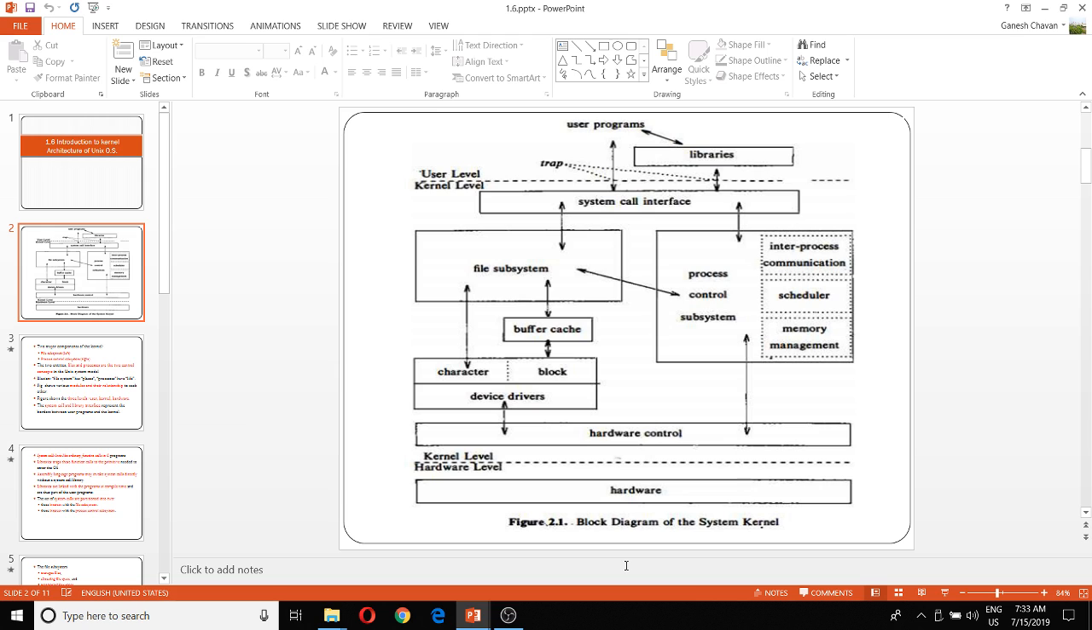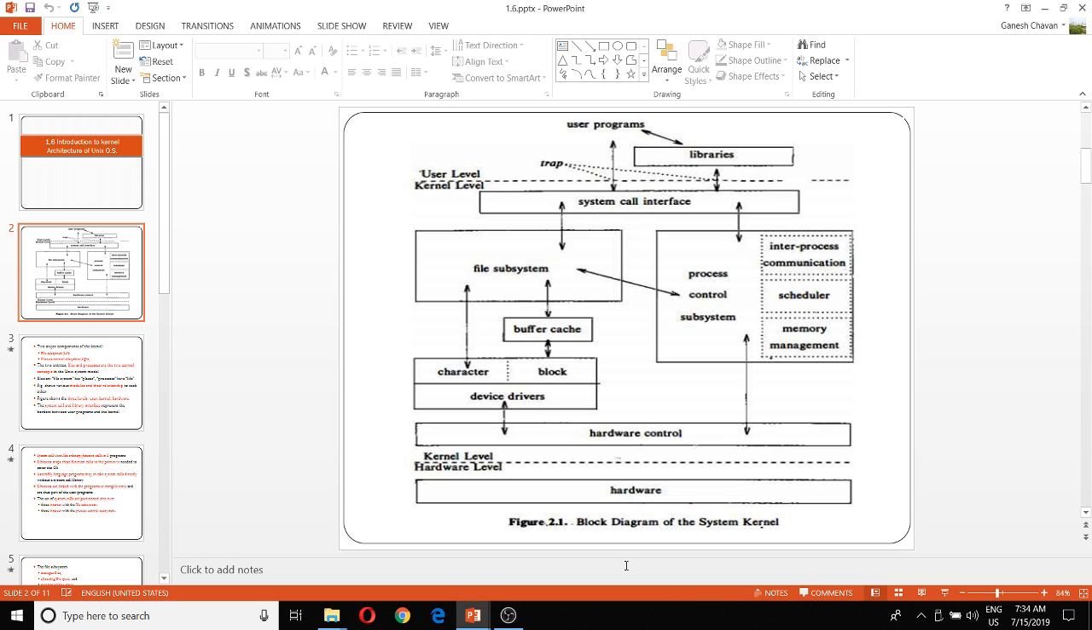Now, the file subsystem is working in association with a buffer cache, and the buffer cache further interacts with the block and character devices.